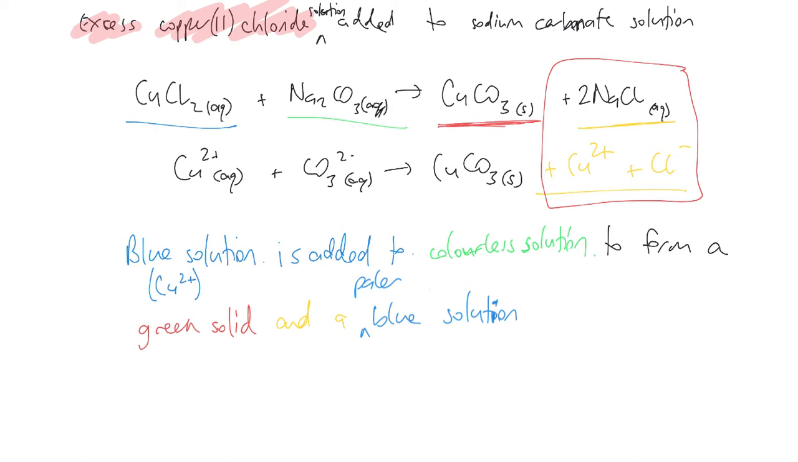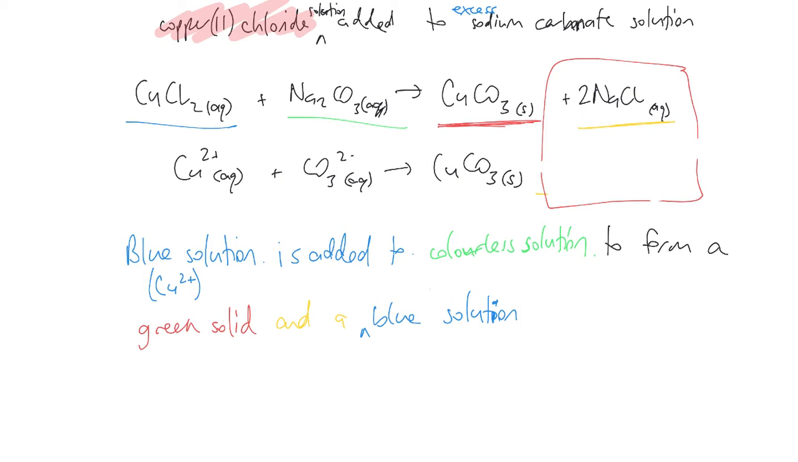Okay? So that would be the idea behind saying one is in excess and one is limiting. Now, this entire observation would be different if the other substance is in excess. So if I said that the sodium carbonate is in excess, the reaction would be the same. Does that make sense? However, what would be different is that there would be none of these copper and chloride ions over there.